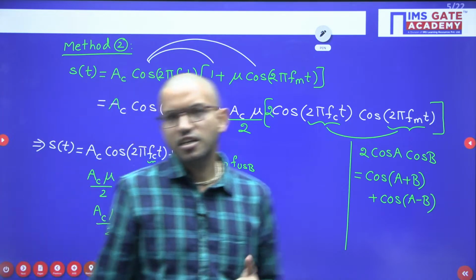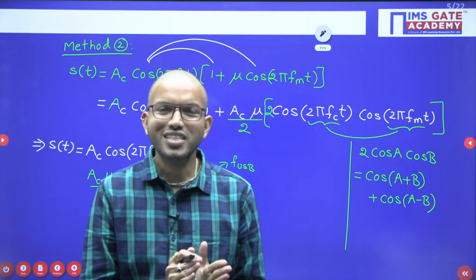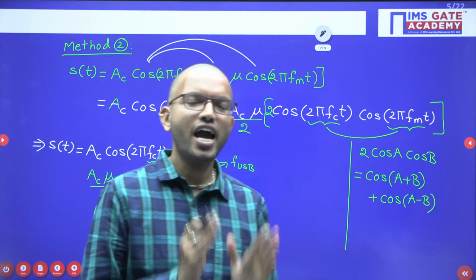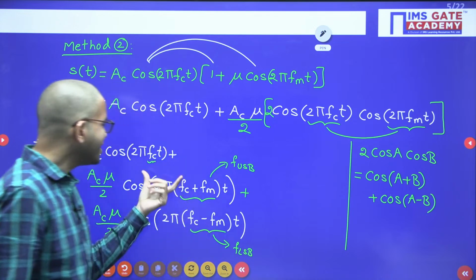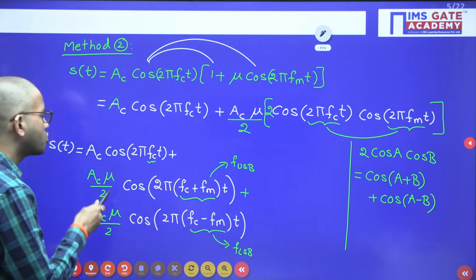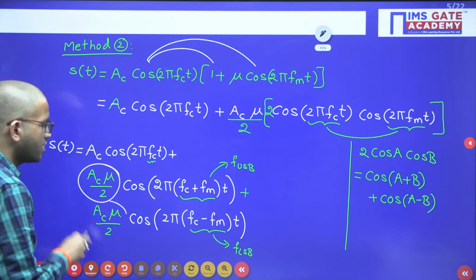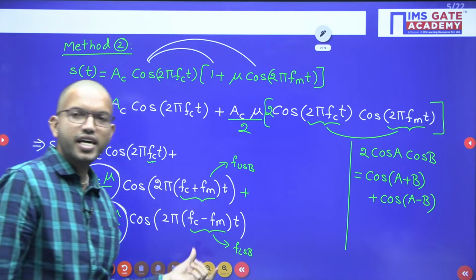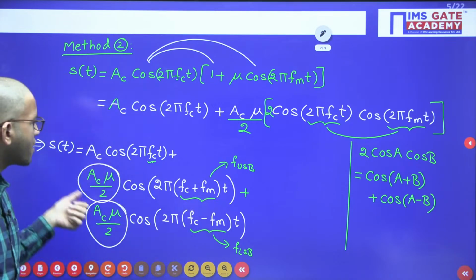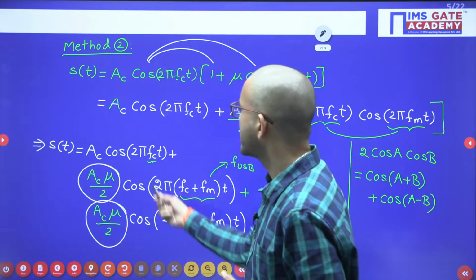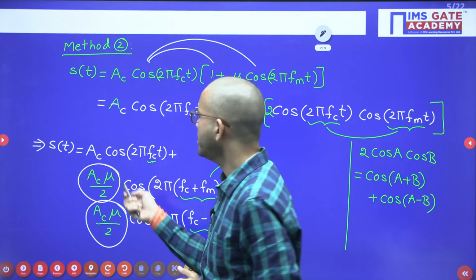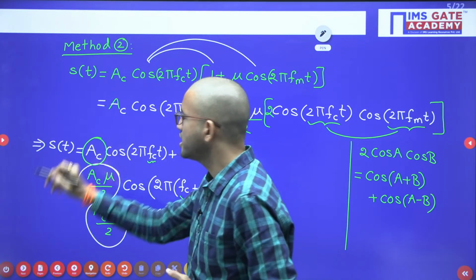As I mentioned earlier, both lower sideband and upper sideband will be having similar information. Yes or no? Yes. Okay, so that is the reason. Now you can observe closely. Regarding these two terms, the amplitude you are having is AC mu by 2, whereas regarding cos 2 pi fct, the carrier component, you are having the amplitude as AC.